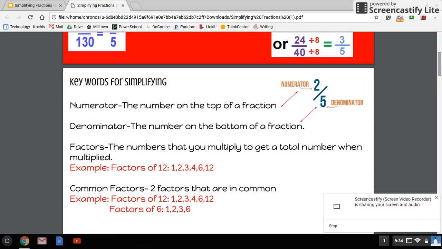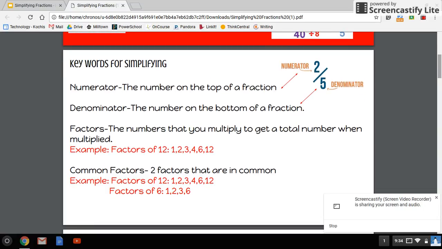Let's review some keywords before we start. A numerator is the number on the top of a fraction. The denominator is the number on the bottom of the fraction. And factors are the numbers that you multiply to get a total number. So an example is, a factor of 12 is 1 and 12, 2 and 6, and 3 and 4. So they are all factors of 12.